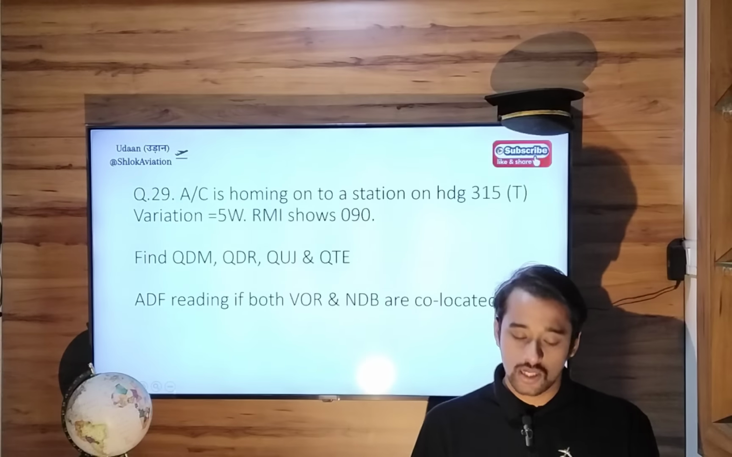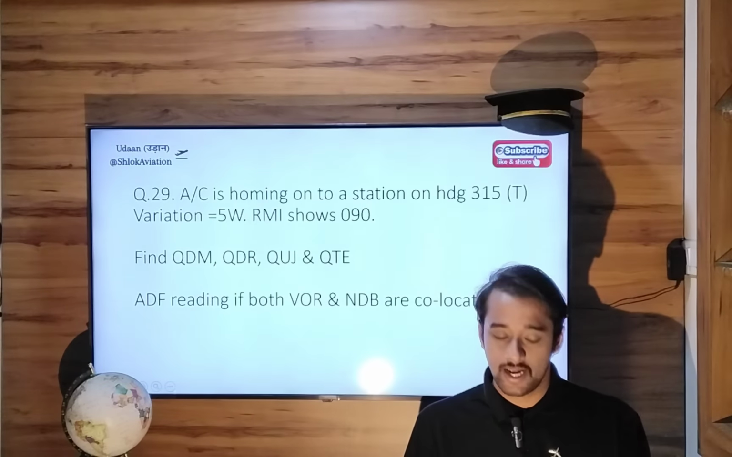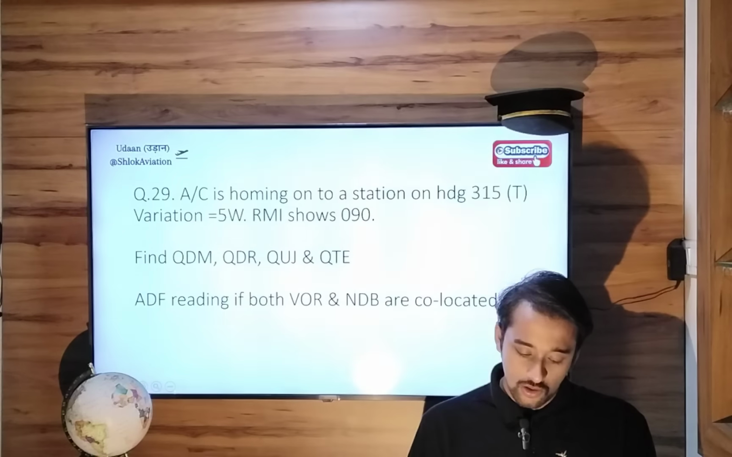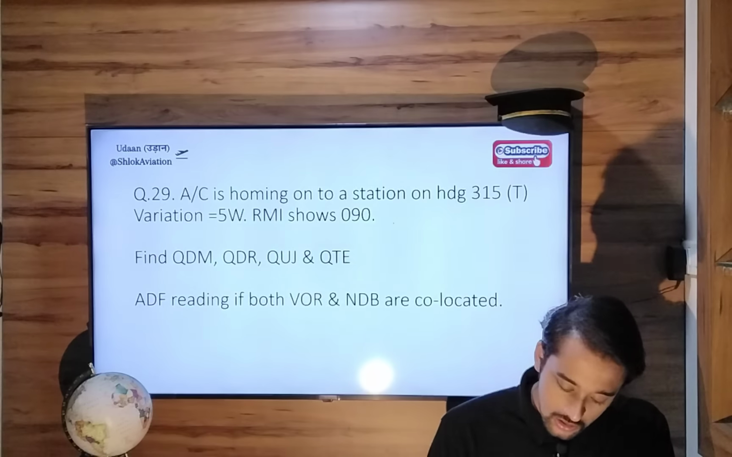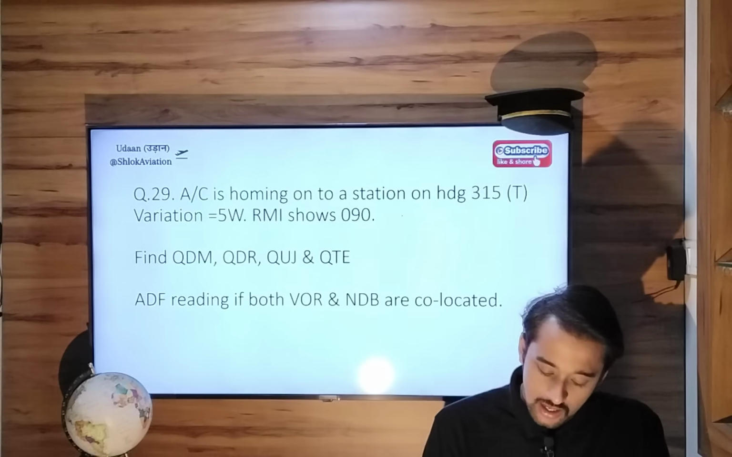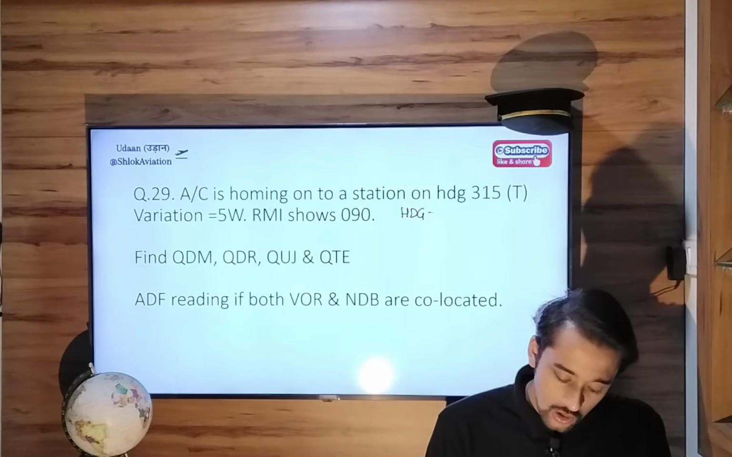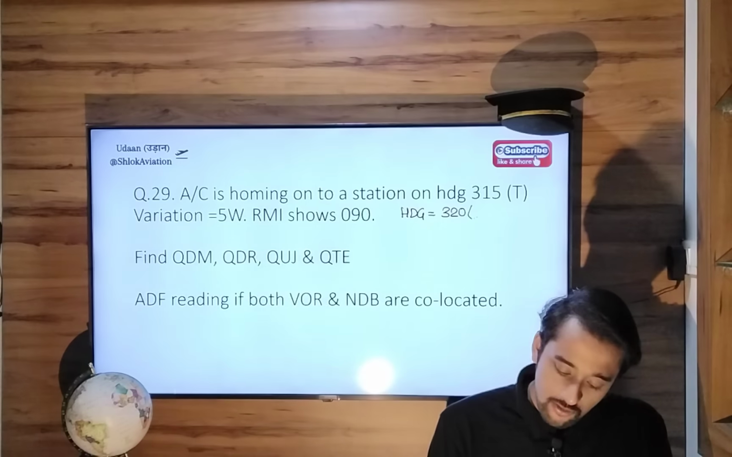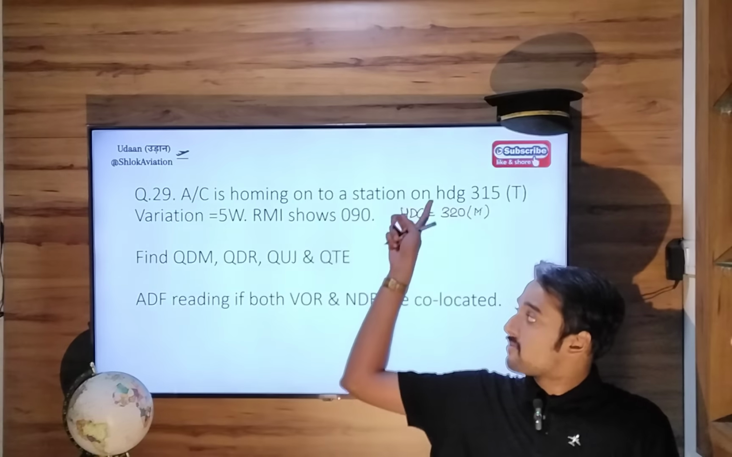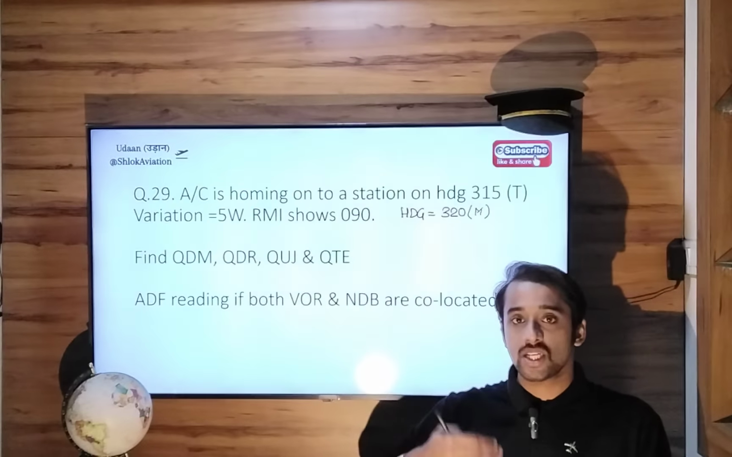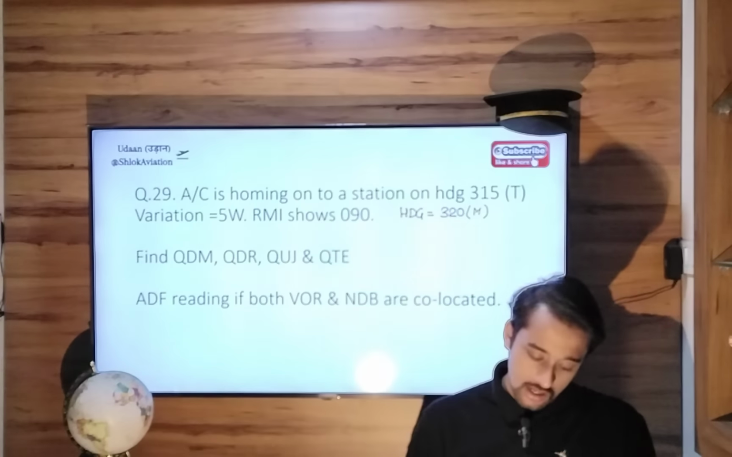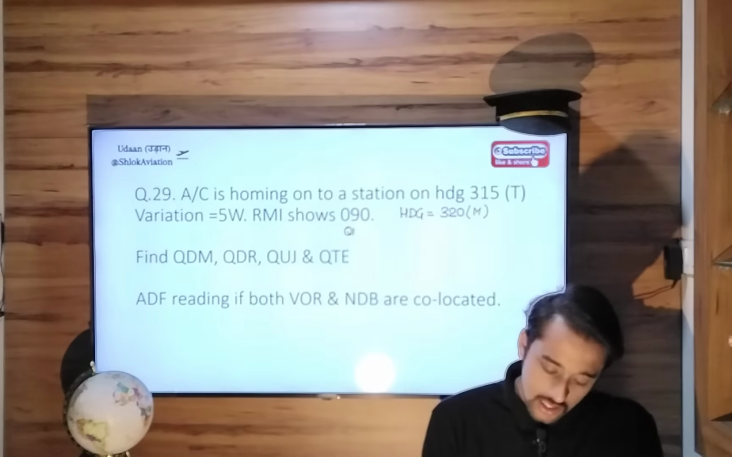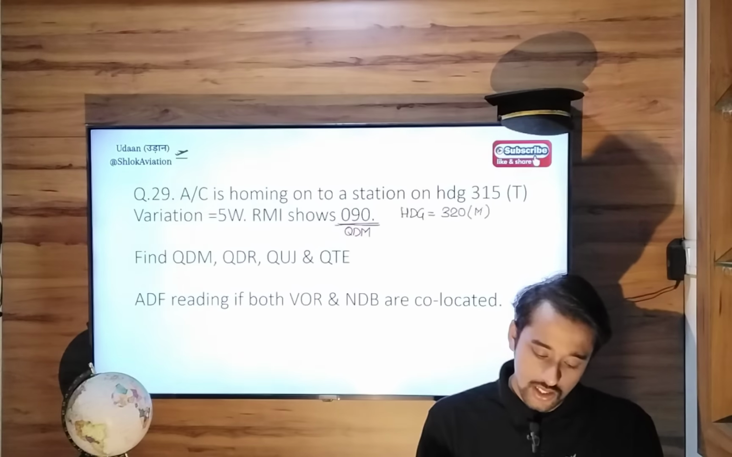Aircraft is homing onto a station on 315 heading. Okay, variation is given, RMI is given to you. So heading is 315 true. So magnetically it will be 320 magnetic. Why? True heading is 315, variation is west. Variation west, magnetic best. So magnetic heading will be more than true. QDM is 090.